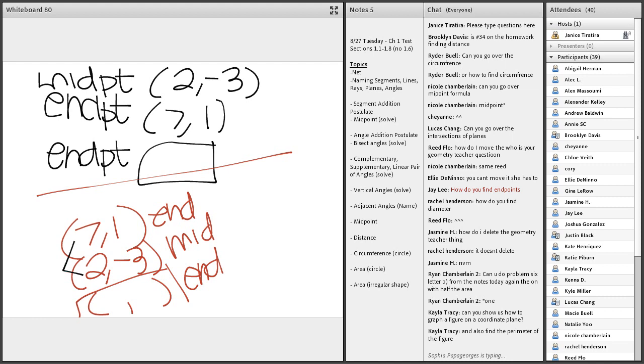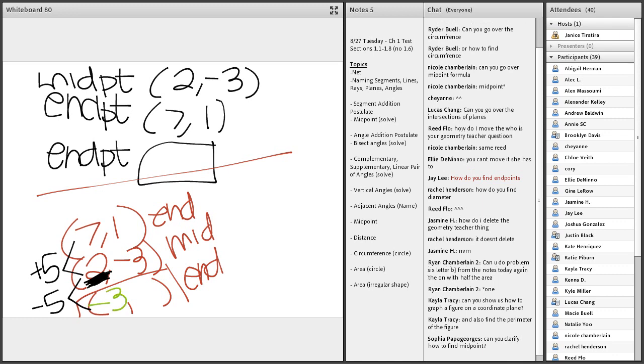So between 7 and 2, it's 5 units apart. So if 2 is the middle, that means from 2 to something will also have to be 5 units apart. So think about it: 2, if I add 5, I'll get 7. That means now I have to subtract 5. So 2 is the middle, minus 5 gives you a result of negative 3. That's half of the answer, so fast.